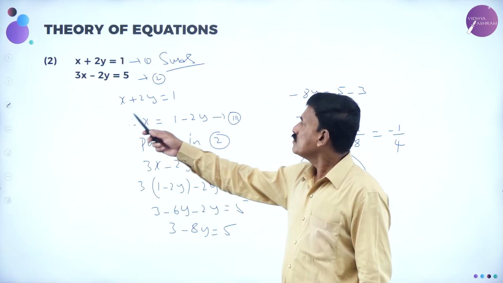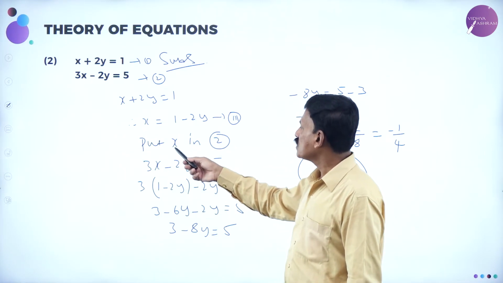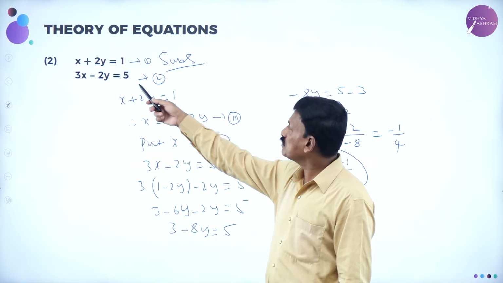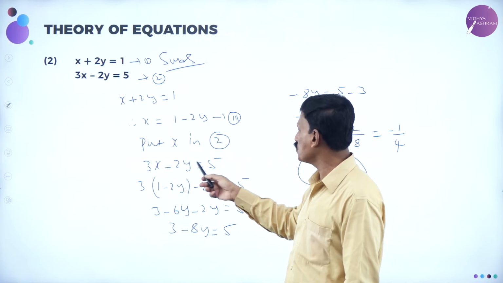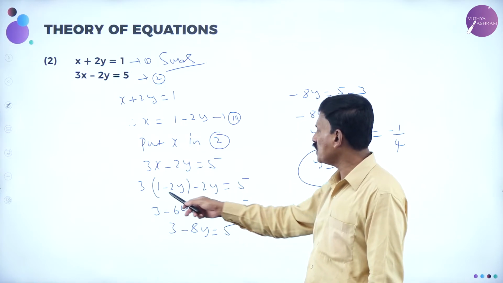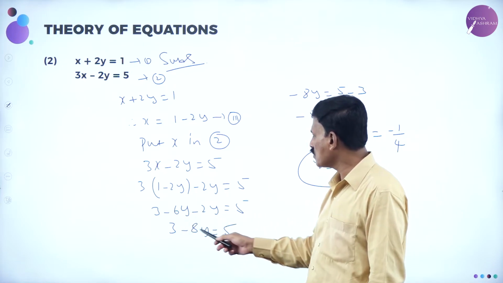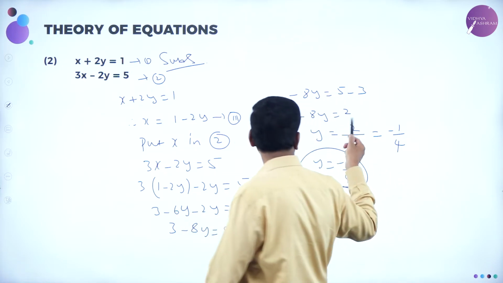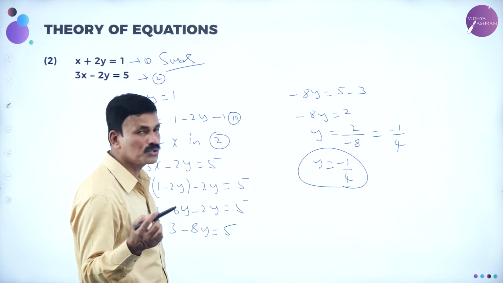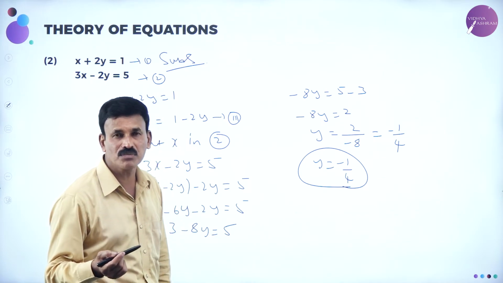See here, very simple. From equation number 1, x plus 2y is equal to 1, so x is equal to 1 minus 2y. Substitute this value of x in equation number 2. What is equation 2? 3x minus 2y is equal to 5. 3 into what is x? 1 minus 2y is equal to 5. 3 2s are 6. Minus 2y is equal to 5. 3 minus 8y is equal to 5, or minus 8y is equal to 5 minus 3, which is 2. So y is equal to 2 by minus 8, which is minus 1 by 4. So the value of y is minus 1 by 4.